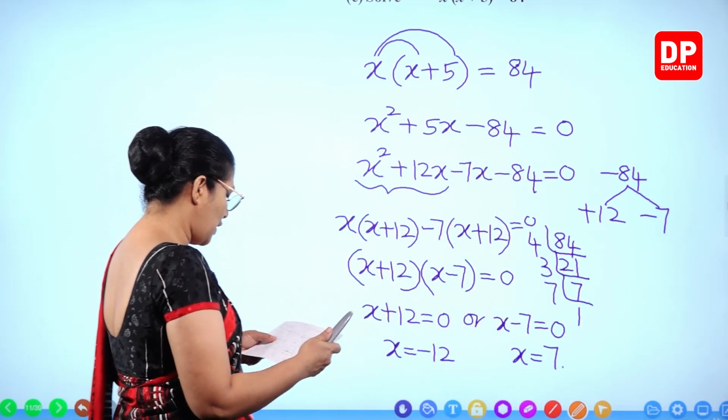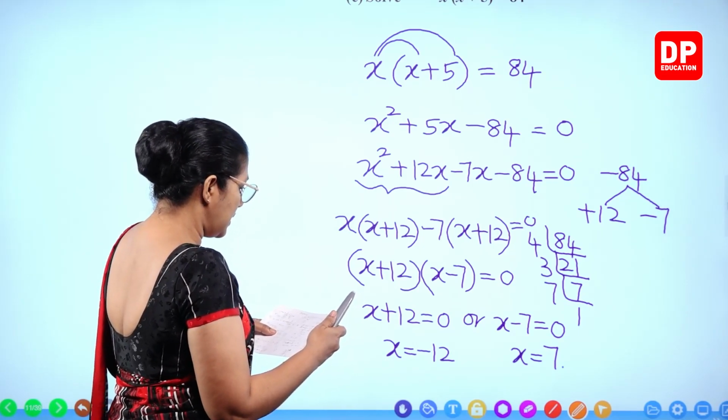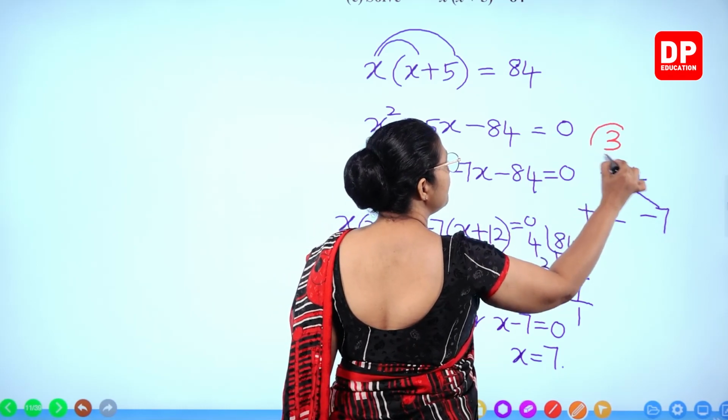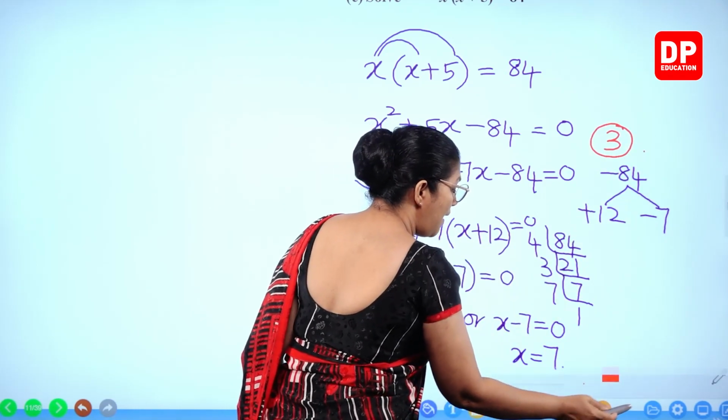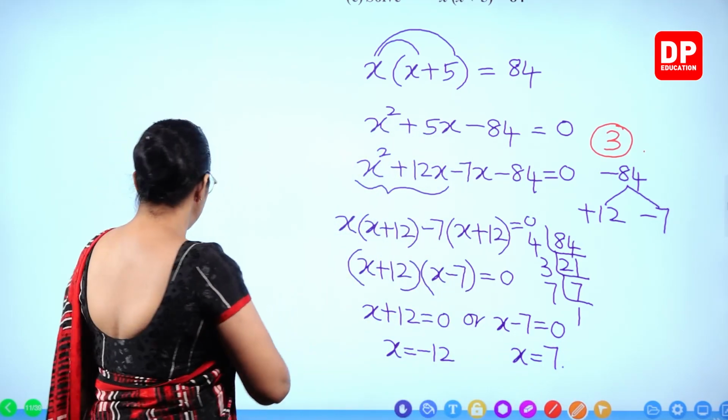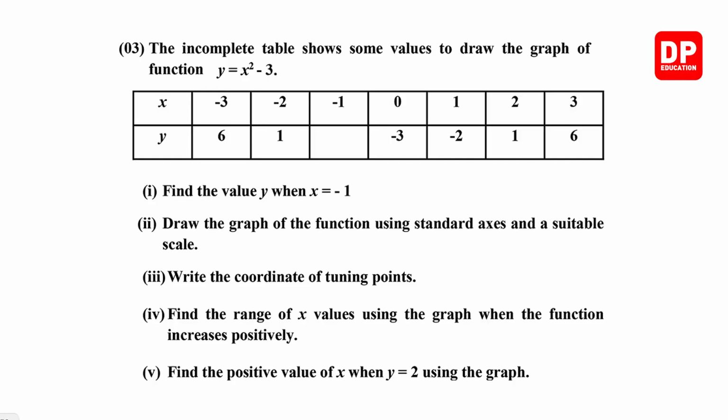So how many marks for this part? You are getting 3 marks for the whole question. So altogether we gave 10 marks for this question as well. Let's take the next one. Question number 3 is about drawing quadratic graphs and answer the questions using the graph.